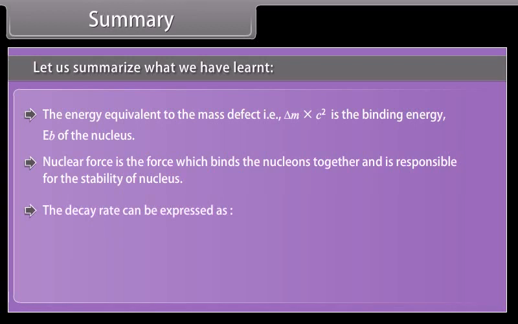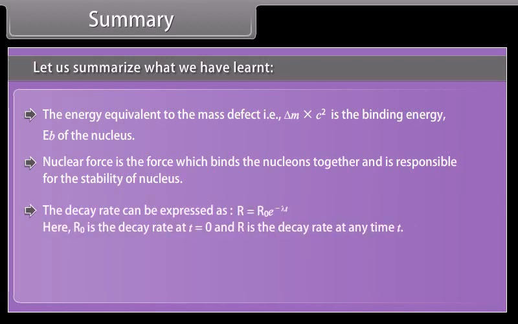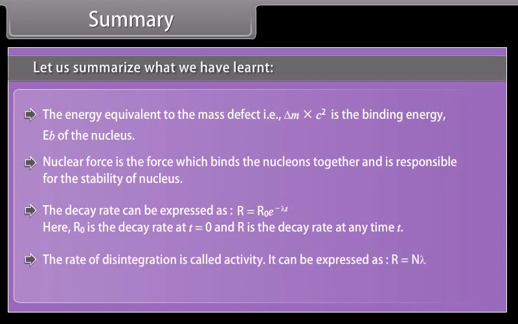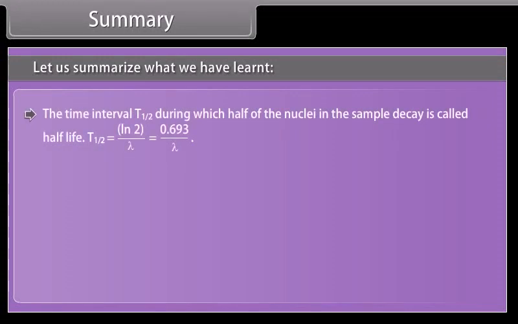The decay rate can be expressed as R = R0 e^(-λt). Here, R0 is the decay rate at t equal to 0, and R is the decay rate at any time t. The rate of disintegration is called activity. It can be expressed as shown; the SI unit for activity is becquerel. The time interval t½ during which half of the nuclei in the sample decay is called half-life.